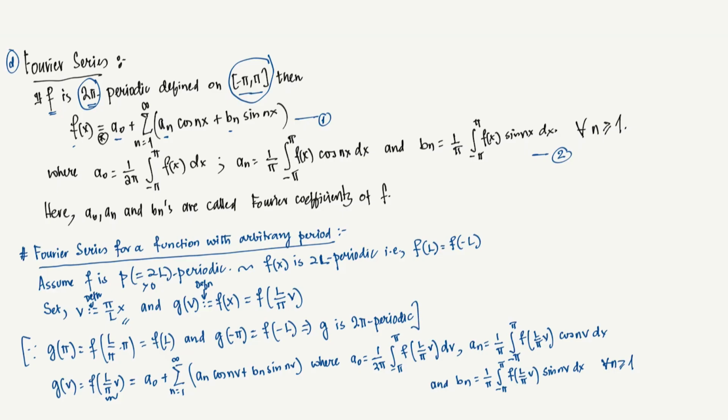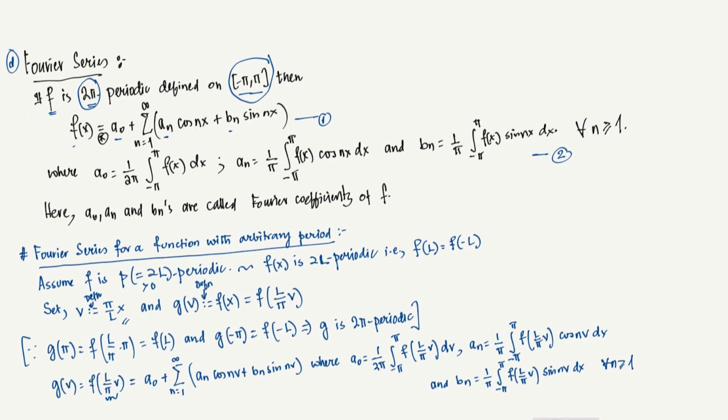Now we want to simplify it a bit. So what we do is this. Since v is pi by L x, dv is pi by L dx. We will replace this as a substitution and substitute it in our expression. So if you do that, you can write it like this.